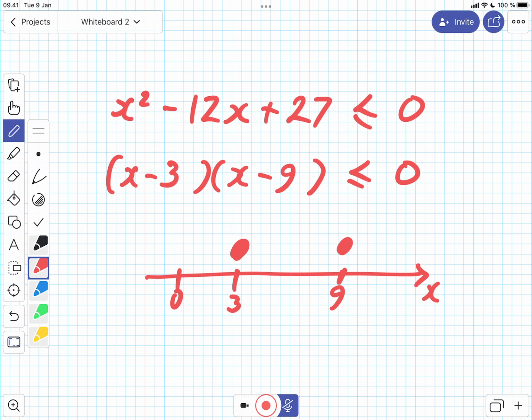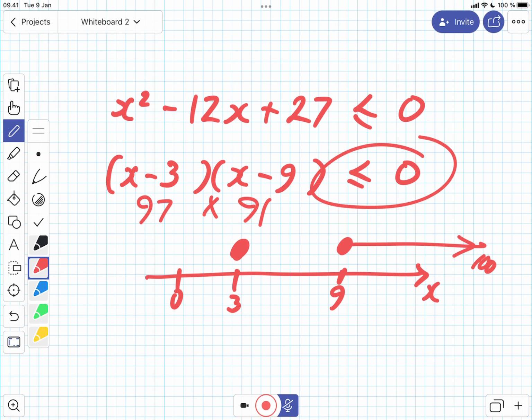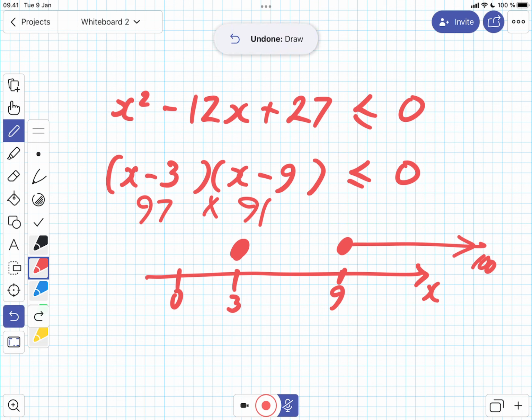Let's think about very big values. If x is 100, then you'd get 97 times 91. So that would be a very big positive number, and it wouldn't be below 0. So we're not interested in numbers above 9.